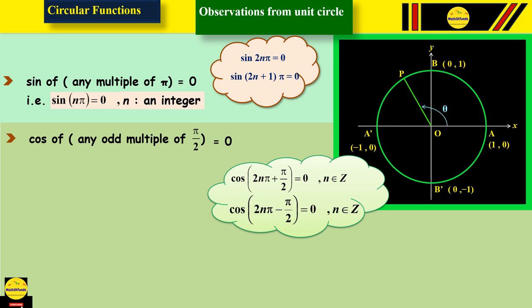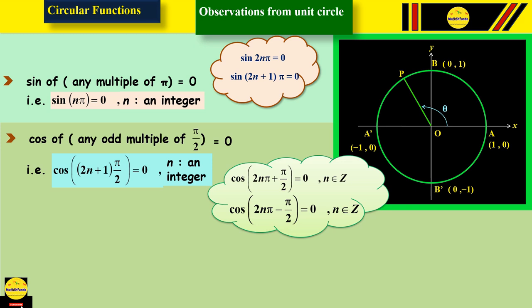So instead of writing two statements, cos of (2n pi plus pi by 2) equal to 0 and cos of (2n pi minus pi by 2) equal to 0, I can write one statement only, and that is: cos of any odd multiple of pi by 2 is 0. Now, if you want to write it mathematically, you can write cos of (2n plus 1) into pi by 2 equals 0, where n stands for any integer. Now this is about the x coordinates and y coordinates of positions B, B dash and A dash respectively.